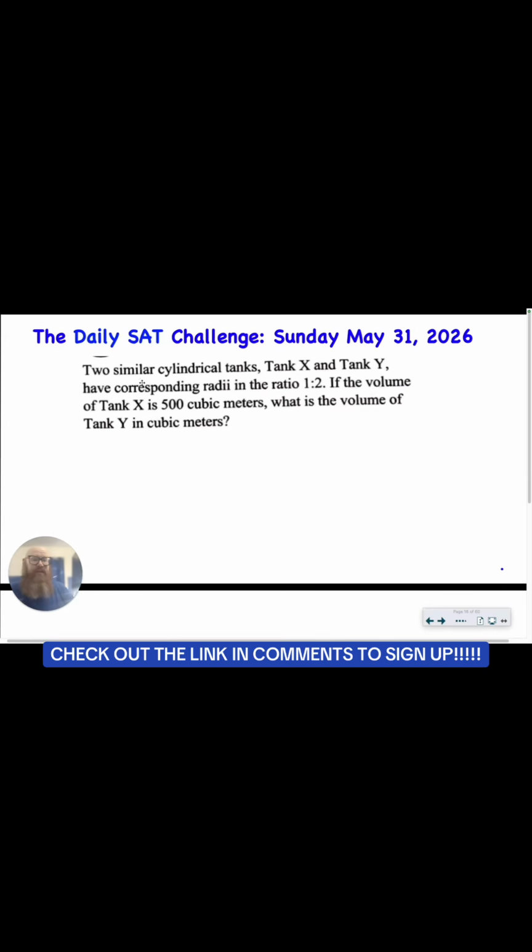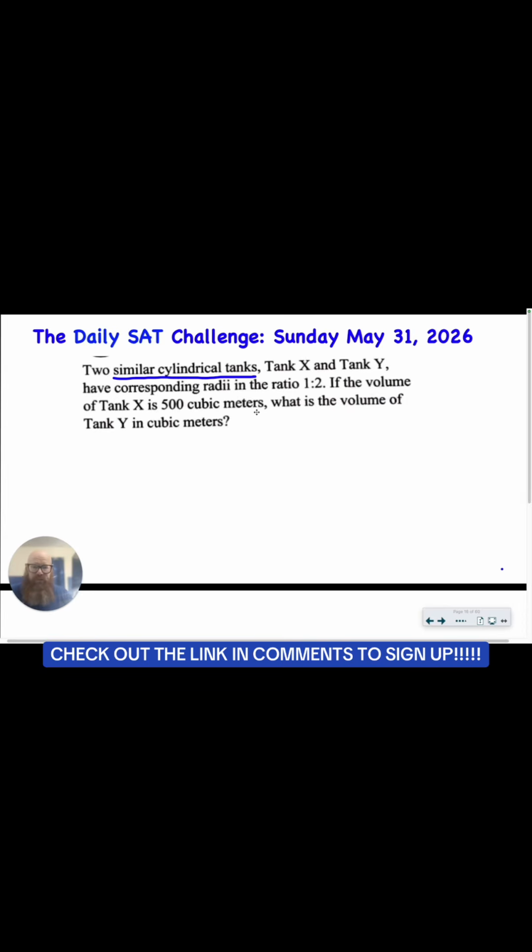So we got two similar cylindrical tanks. When we have similar figures, I like to use scale factors for these. So what a scale factor is, it's the value that you would multiply a single dimension by to go from the smaller one to the bigger one. You could go bigger to smaller, but I just always make it smaller to bigger so we don't have to deal with fractions.